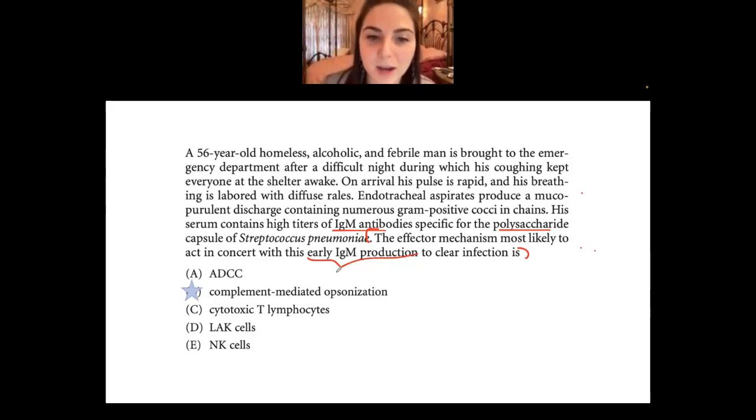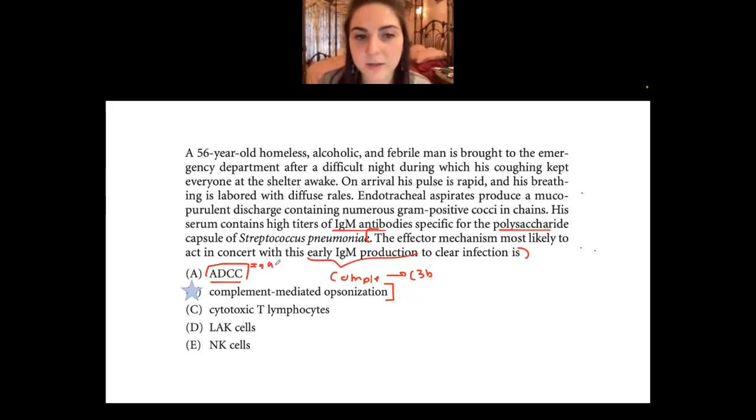With IgM, we get complement. So when we get complement activation, we make C3b, and that's your opsonizer. So that's what this is saying. The effector mechanism with this early IgM production is to get complement and to get the C3b. It's a confusing question, but regardless, ADCC, IgM does not in any way downstream produce ADCC. Remember, only IgG can do this with NK cells, or IgE can do this with eosinophils.